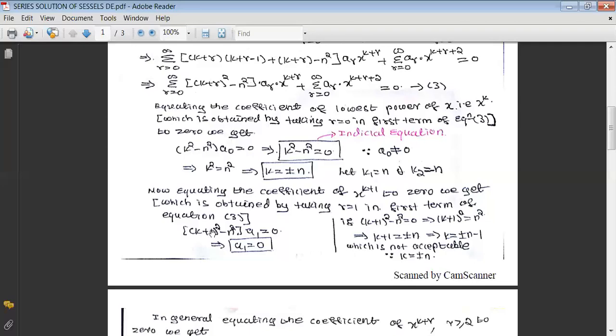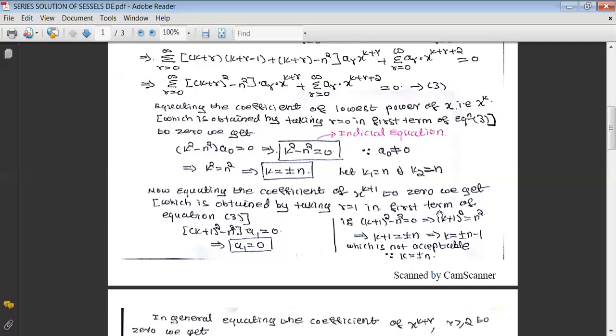If (k plus 1) whole square minus n square equal to 0, then this implies (k plus 1) whole square equal to, taking this one outside, n square. If you take a root on both sides, that is k plus 1 equals plus or minus n. This implies k equal to plus or minus n, if you take this one outside, that becomes minus 1.